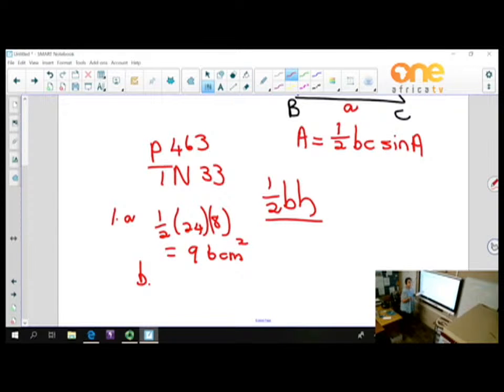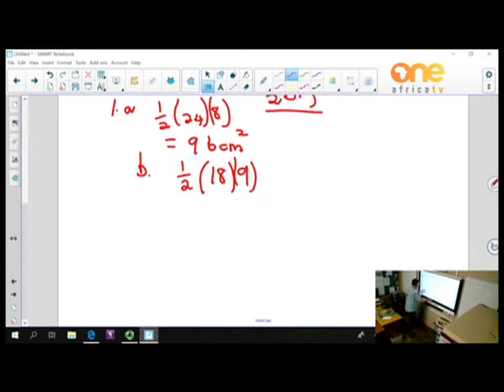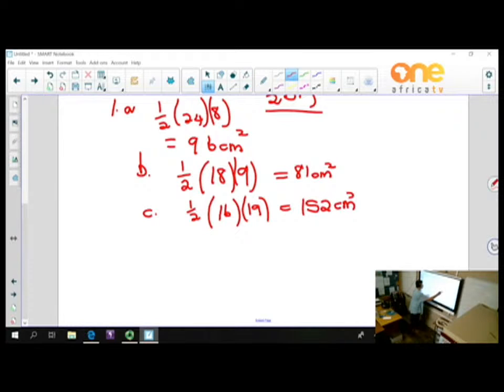Here, which two sides are you going to choose? They must be perpendicular. 18 times 9, that we will use there, 81 square centimeters. Number C, it must be the perpendicular ones. Now, look at that one. The base will be 16, and the perpendicular height is 19, half base times height. They must be perpendicular. Here I got 152 square centimeters.